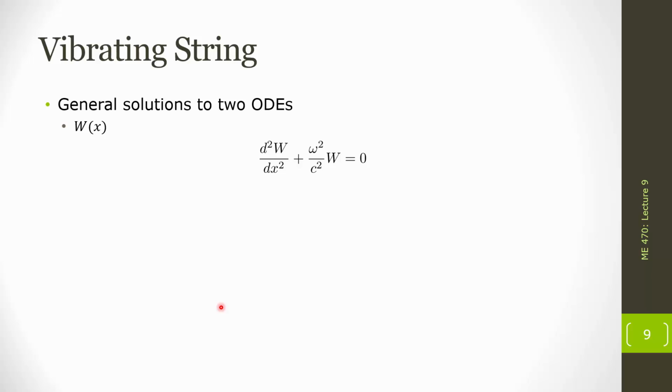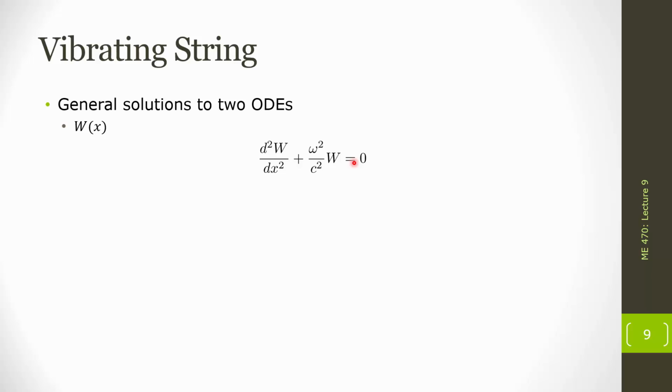This is the ODE I'm working with here. We see it is second order. I have a d²w/dx² and I have a w term, so there is no first derivative here. There is only the second and a 0th derivative term. And we've solved ODEs that looked like this before.